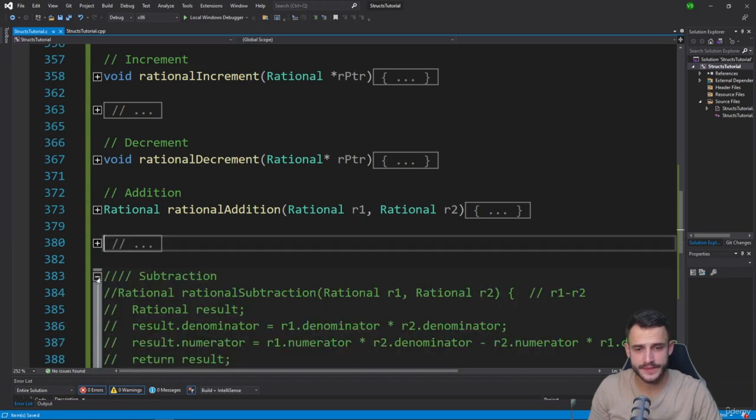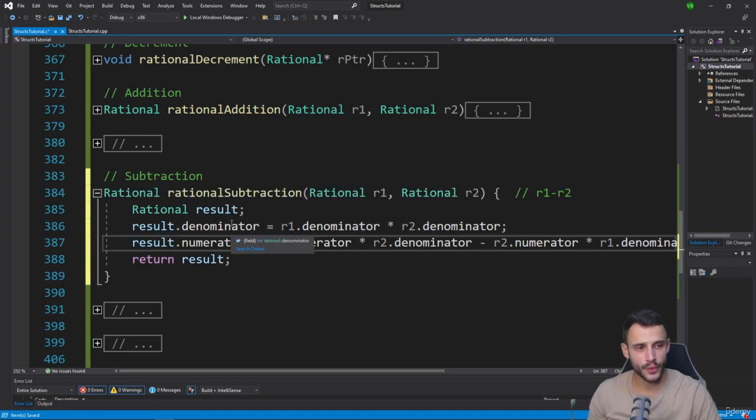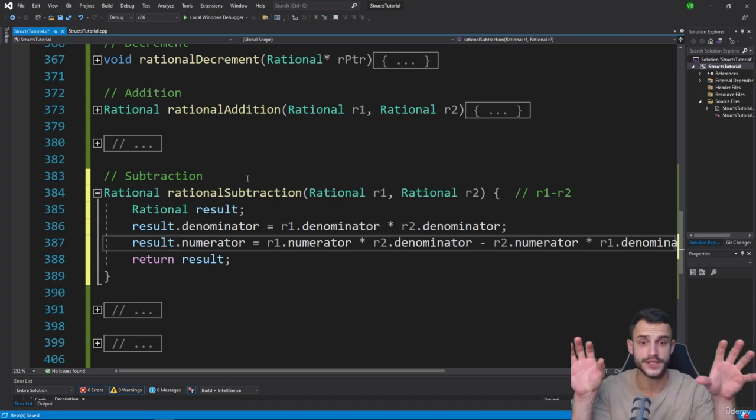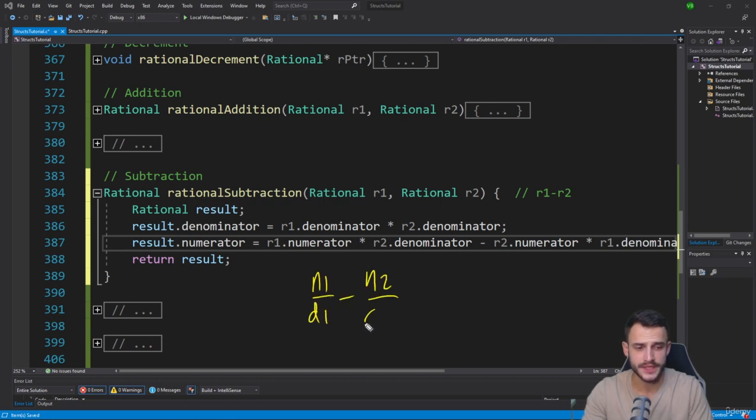The next one is basically the subtraction. So what we do here is a subtraction operation. We take R1 minus R2. Also a mathematical operation, very, very similar to the addition operation. We simply take two rational numbers, n1 over d1 minus n2 over d2, and the result is very simple. It is d1 multiplied by d2 for the denominator, and n1 multiplied by d2 minus n2 multiplied by d1. That's exactly what we've written here.